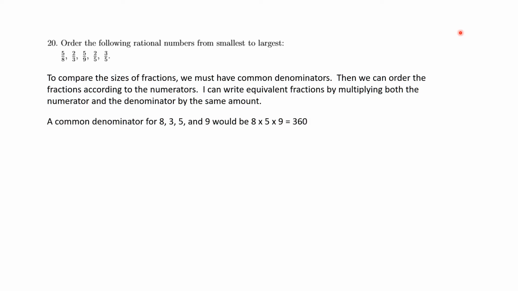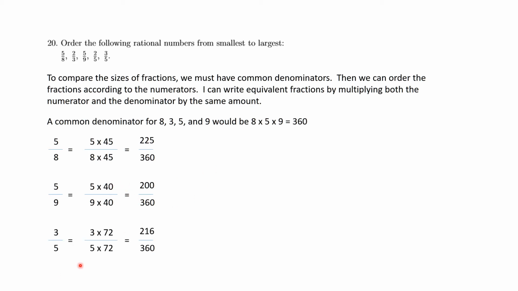So the denominator that 3, 8, 5, and 9 will all divide into would be 360. So 5/8, in order to get 360 in the denominator, I have to multiply 8 by 45. Then I have to do the same thing to 5, so this turns out to be 225 over 360. 5/9, I have to multiply 9 by 40 to get 360, so 5 times 40 is 200. 3/5, I have to multiply 5 by 72 to get 360, as long as I do the same to the numerator.